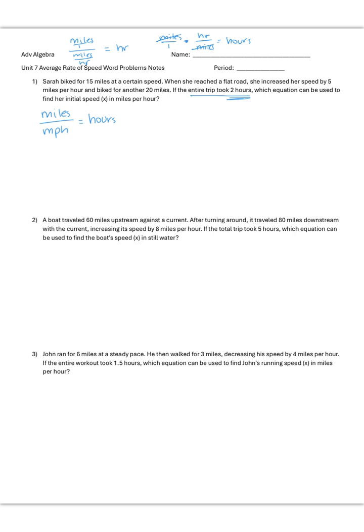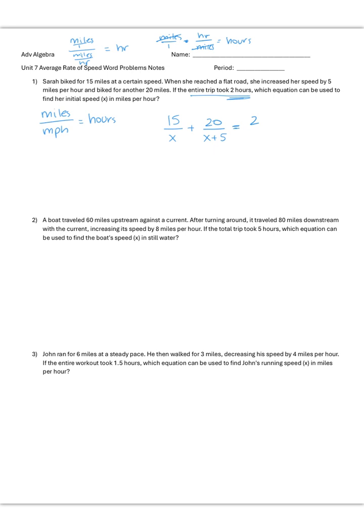So, Sarah biked for 15 miles at a certain speed. So her first part of her trip was 15 miles divided by the speed that we don't know. When she reached a flat road, she increased her speed by 5 miles an hour. So speed's on the bottom. So she's going to do another section where she increases her speed and biked for another 20 miles. The entire trip took 2 hours. So now I have an equation that looks suspiciously like the equations you've been solving.